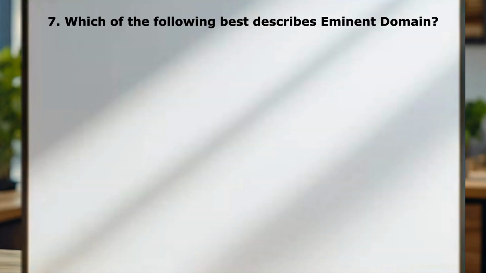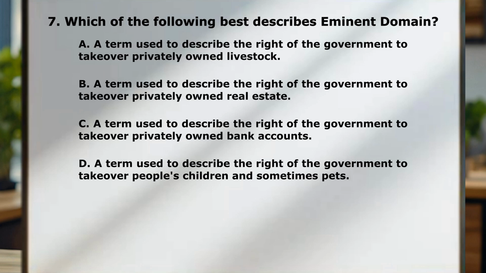Question number 7. Which of the following best describes eminent domain? A, a term used to describe the right of the government to take over privately owned livestock. B, a term used to describe the right of the government to take over privately owned real estate. C, a term used to describe the right of the government to take over privately owned bank accounts. And D, a term used to describe the right of the government to take over people's children and sometimes pets.